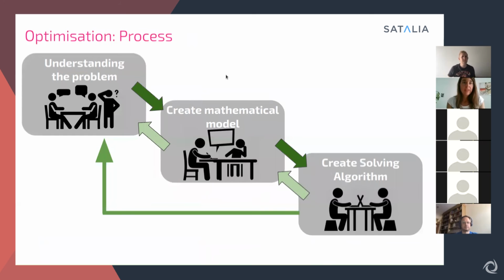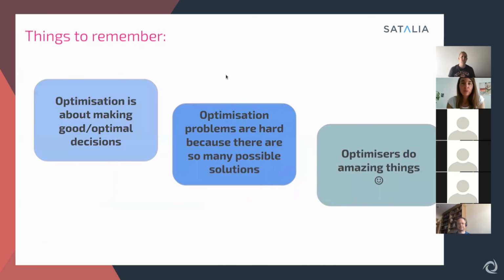Okay, so we have been through the whole process now. We have had a problem, we've looked at the mathematical model, and we've also looked at the different solving approaches, so it's time to quickly wrap up. What I hope that you will remember from this talk is that optimization is about making decisions, and in particular about making good or ideally optimal decisions, that these problems are hard because there are so many possible solutions, and that optimization is really exciting and awesome.